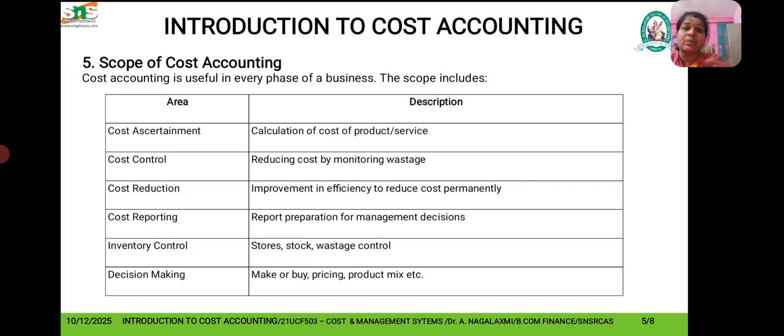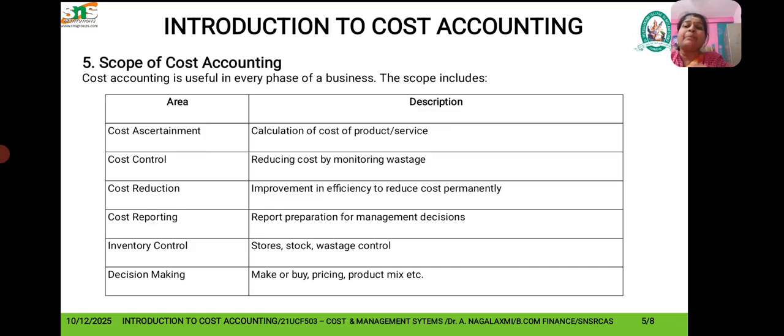So now we can see what is meant by cost ascertainment. That is calculating the exact cost of manufacturing a product or rendering a service. That is cost ascertainment. Cost control means reducing cost by monitoring the wages. Unwanted wastages are to be stopped so that we can earn profit. Cost reduction is improvement in efficiency to reduce cost permanently.